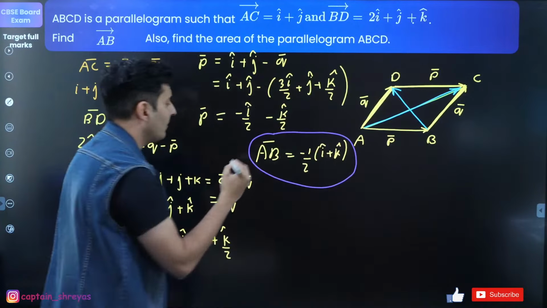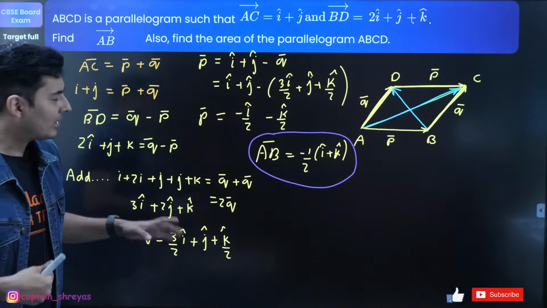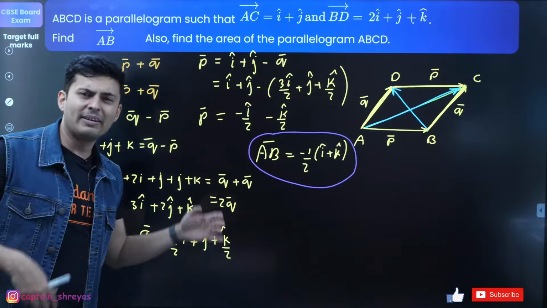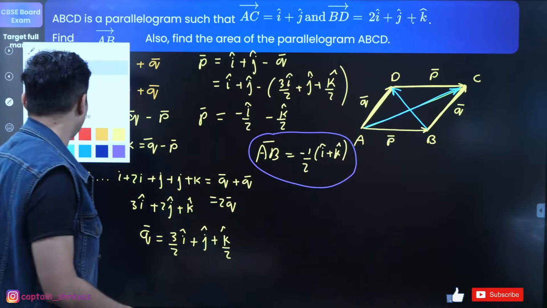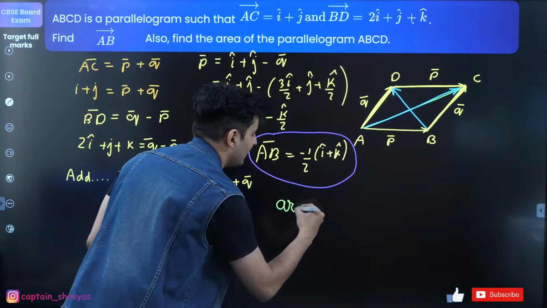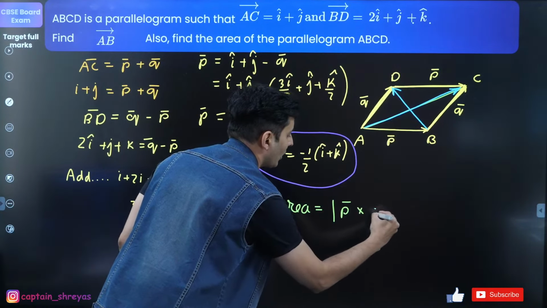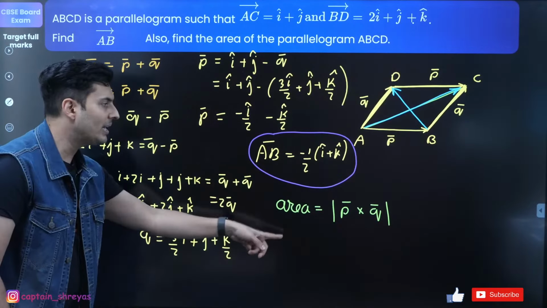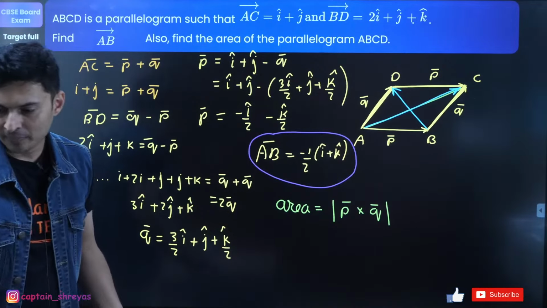Now why did I add them? Because I wanted both the vectors. Yes, Varsha, your question is absolutely right. I need both of them. Why? I'll tell you. When I find the area, area will be nothing but modulus of P vector cross Q vector. So I need both the vectors anyways. I have P, I have Q. Just solve that for the area. Is that okay? Understood?